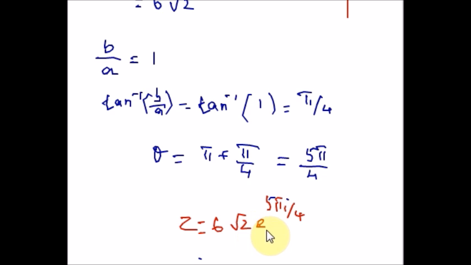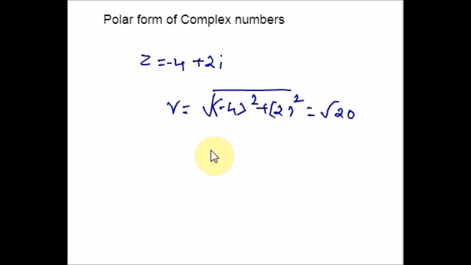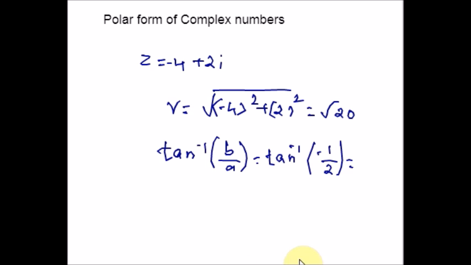Please consider this example, negative 4 plus 2i. Radius would be the square of negative 4 plus the square of 2, and take the square root. That would be r is equal to square root of 20. And tan inverse of b over a would be tan inverse of negative 1 over 2. Negative 1 over 2 gives negative 26.565 degrees. Here I am using degrees. In case you are going to find this using a calculator, you have to change to degree mode on the calculator.